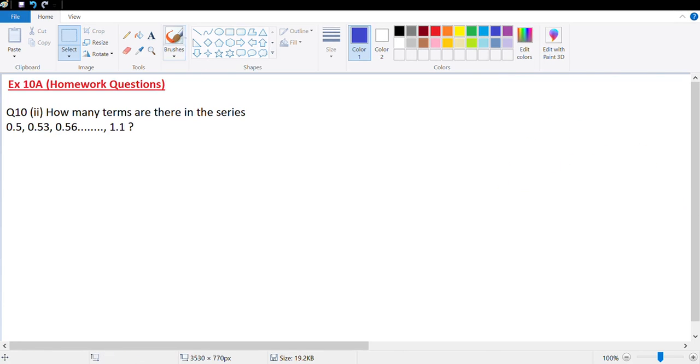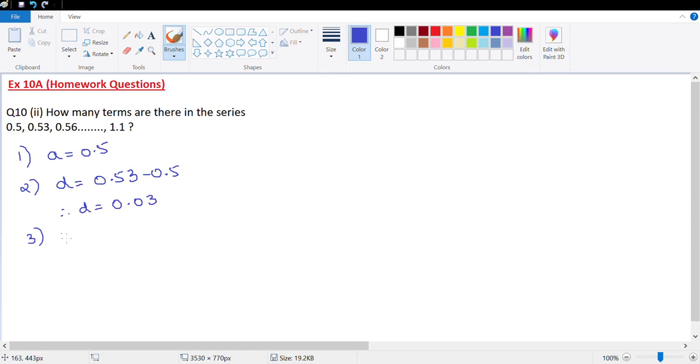So question number 10, part 2, says how many terms are there in this given series? The first term is 0.5. Let's calculate D, the common difference. That'll be 0.53 minus 0.5. Therefore, D is equal to 0.03. Next, we know the nth term in this case is 1.1. We need to figure out the value of n.